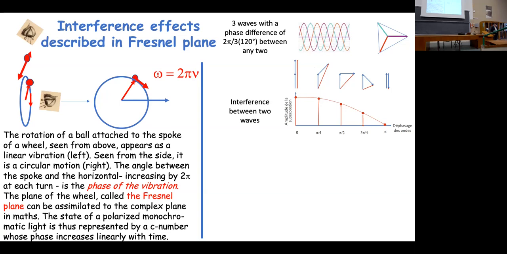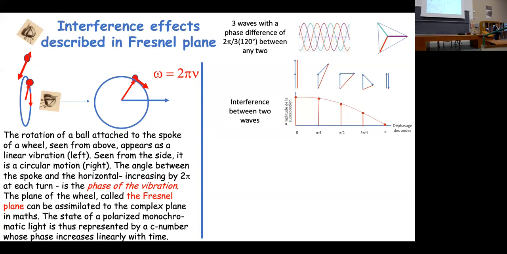So in this way, he was able quantitatively to explain the shape of the interference fringes, how the intensity varies when you go from a bright to a dark fringe. He was also able to combine more than two waves. At the top, I show you three waves, which are 120 degrees out of phase with each other.